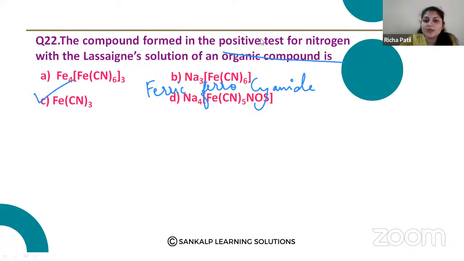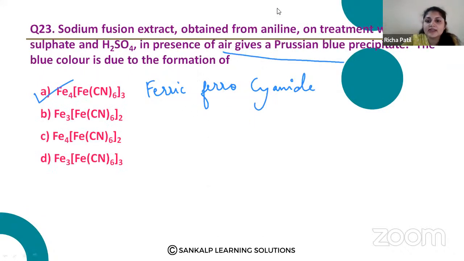The compound found in the positive test for nitrogen with Lassaigne's solution of an organic compound is what? Fe4[Fe(CN)6]3. It is nothing but what? It is called ferric ferrocyanide. Okay, so the next.